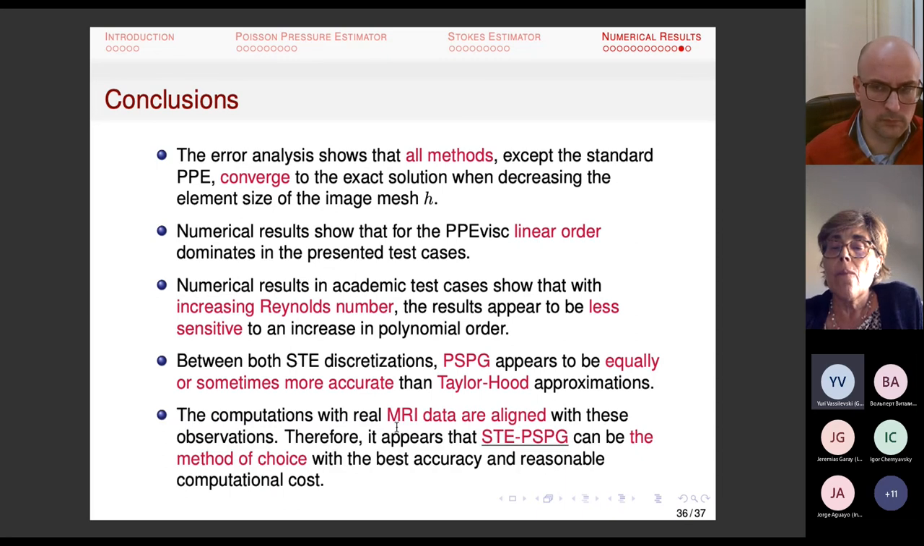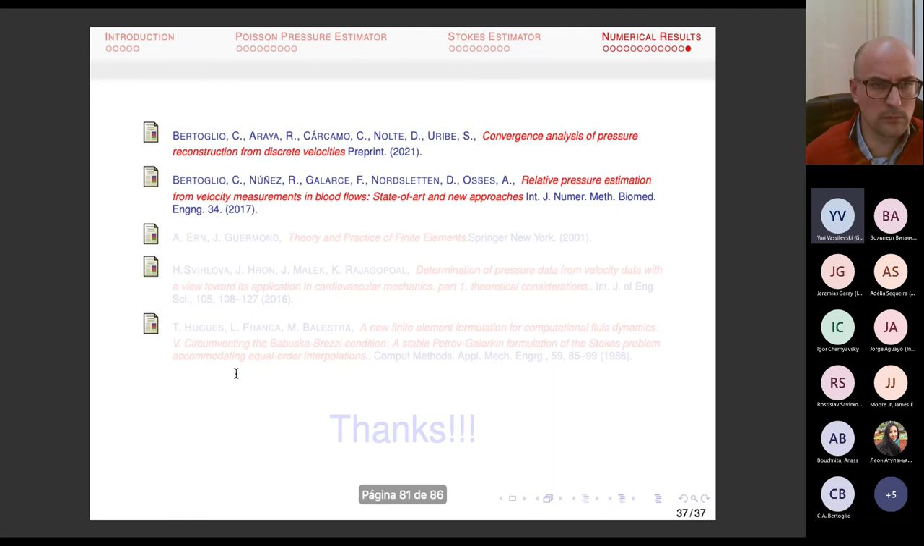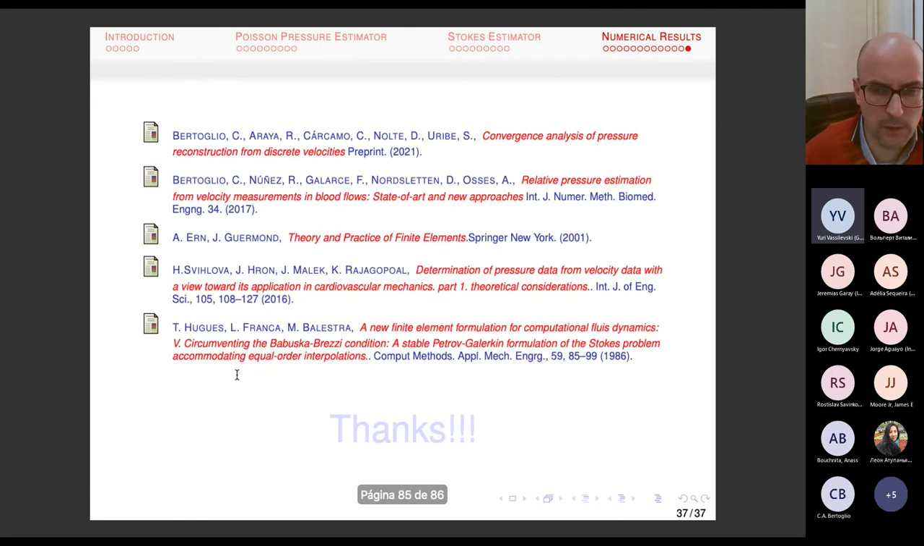And the final conclusion is that the computation with real MRI data is aligned with this observation. Therefore, it appears that SD-based PPE can be the method of choice with the best accuracy and reasonable computational cost. Thank you.